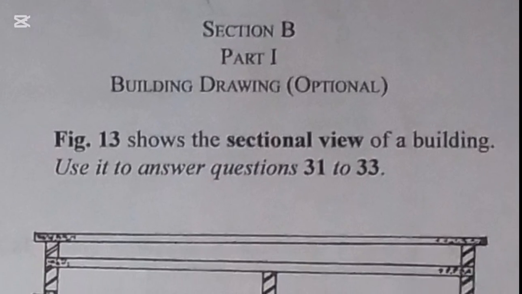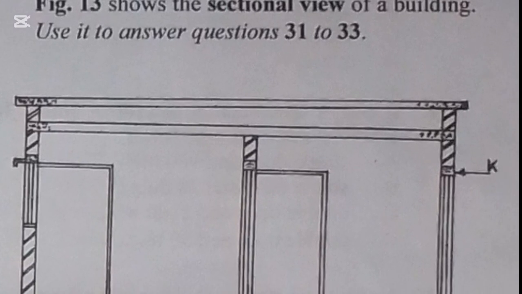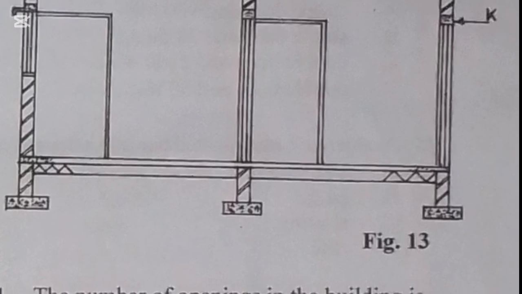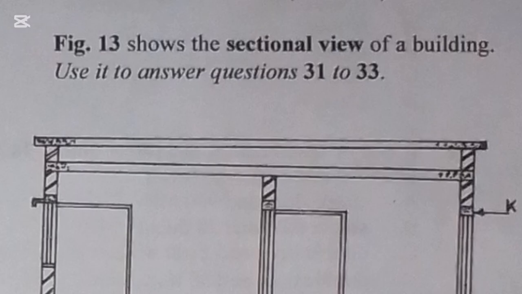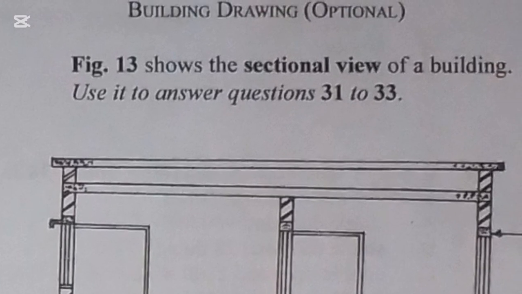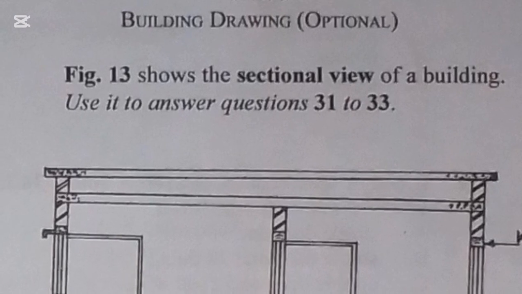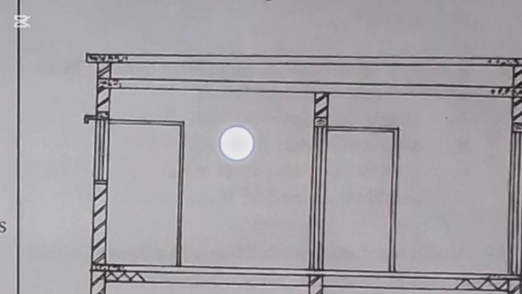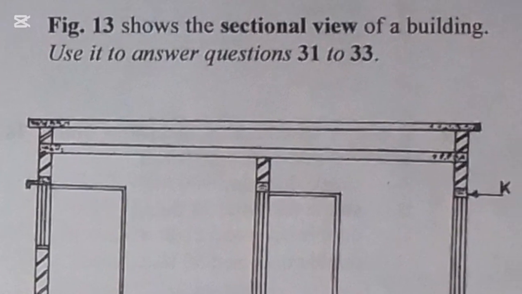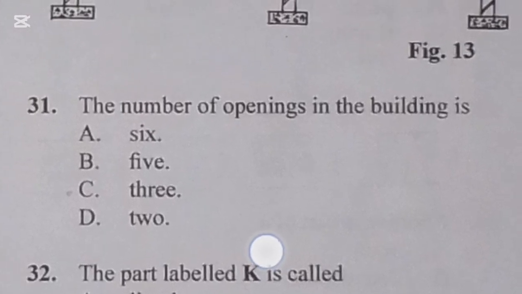So we go to the section B part of the objective questions now. Part 1, we have building drawing here, which is optional. You can either pick the building drawing or the mechanical drawing. They are both optional. Question 31. Figure 13 shows the sectional view of a building. We are told to use it to answer questions 31 to 33. Now, this is the sectional part of the building. The number of openings in the building. How do we get the number of openings?